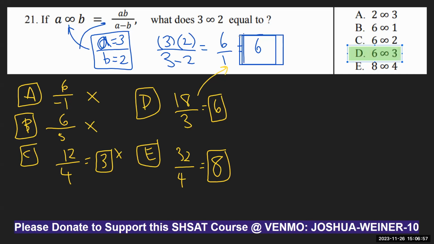6 infinity sine 3, following this rule, also has a ratio of 6, just like 3 infinity sine 2. Interesting. Very well done. I'm impressed. All right. The end.